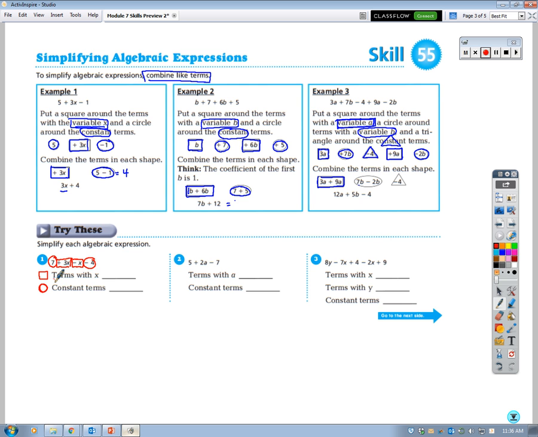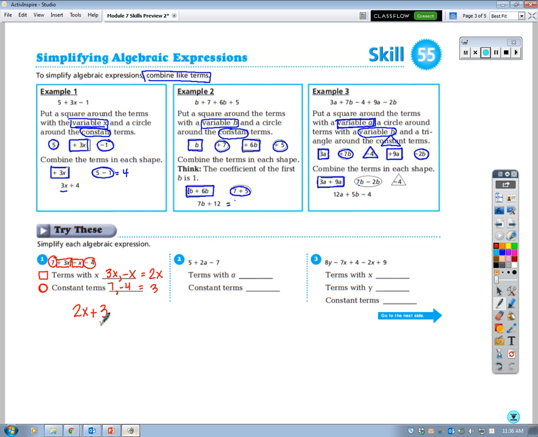So I've got, listing my terms with x would be 3x and negative x, and that's going to give me, if I'm going to combine that, 3x minus 1x would be 2x. And then I'm going to list my constant terms here, which would be 7 and negative 4. And if I combine those, 7 minus 4, I get 3. So my new expression would be 2x plus 3, right? That's a positive. 2x plus 3 would be my new expression.